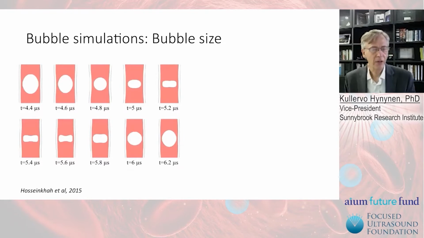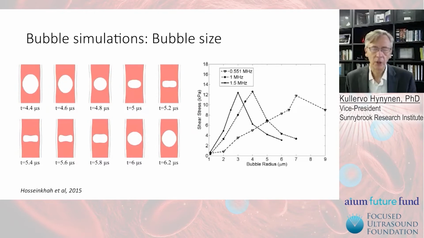Well, does the size matter? We did lots of simulations trying to look at what happens when we sonicate tissues. And here is the shear stress on the wall, and here is bubble radius for different frequencies. You can see that at 1.5 megahertz, it looks like a 3 micrometer size bubble has the biggest shear stress. And when you go to 1 megahertz, it's lower. And when you go to half a megahertz, it's even lower, and it looks like the bigger the bubble, the more shear stress we are introducing.